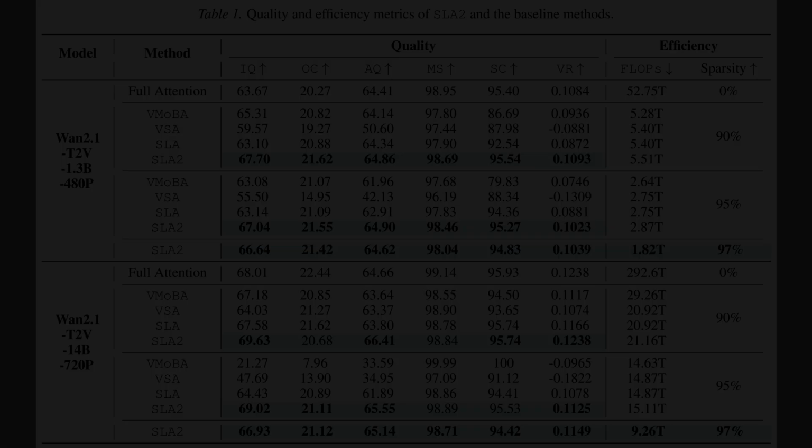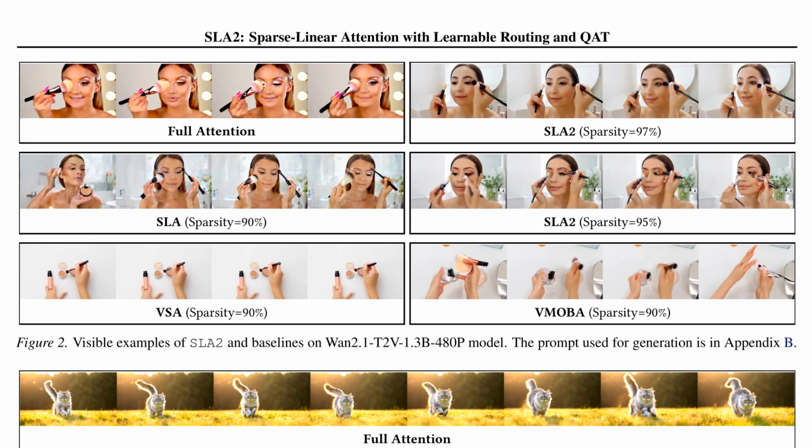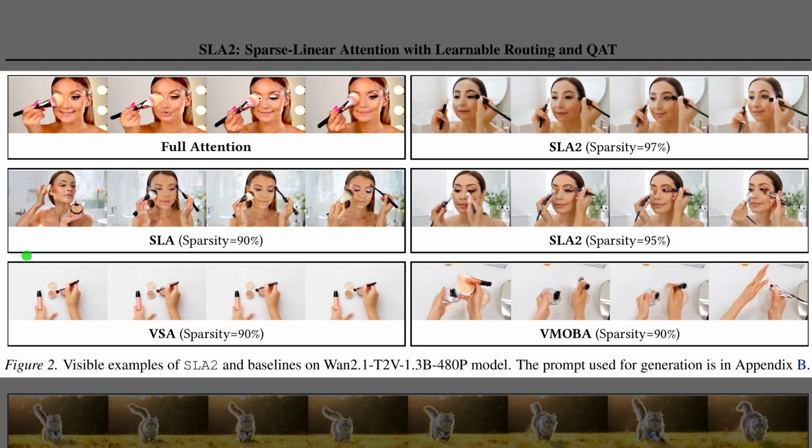While Table 1 gave us the numbers, Figure 2 shows what this actually looks like in generated video frames using the WAN 2.1 1.3 billion model. The top left panel displays the full attention baseline, which serves as our ground truth. Comparing that to the top right panel, showing SLA2 at 97% sparsity, the visual fidelity is remarkably similar. This confirms that the method preserves fine details even when skipping most attention calculations, whereas the baselines in the lower rows often struggle to maintain this consistency.